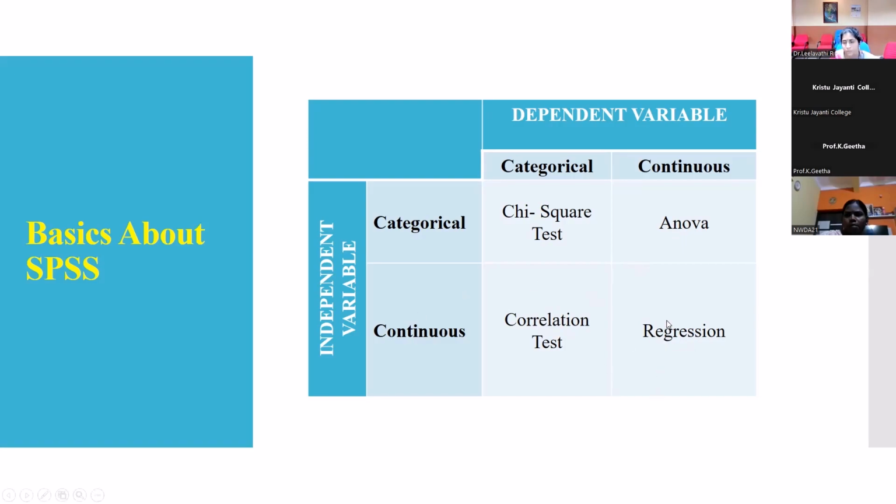And regression, to find out the relationship between the 2 variables. A is there, B is there, whether any relationship is there between A and B. So if you want to find that out, then we need to go for regression. Okay, so let me recap once again.